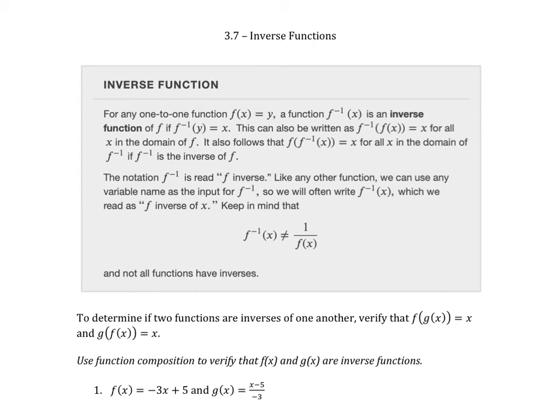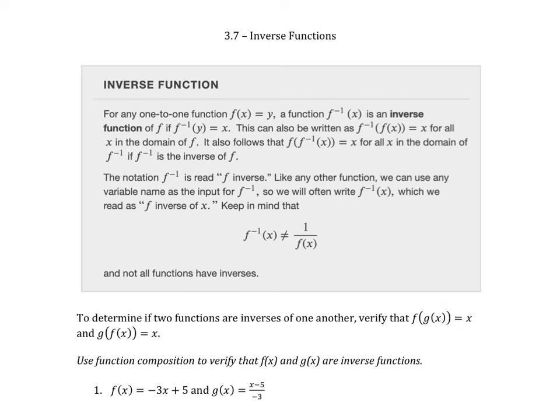Hi, in this section we're going to cover inverse functions. Much of this information comes from the free online textbook College Algebra from OpenStax, and I have the website listed through my presentation so you can get that and use it for a resource if you'd like. It corresponds to section 3.7, inverse functions.